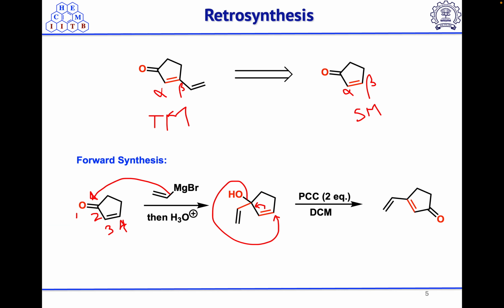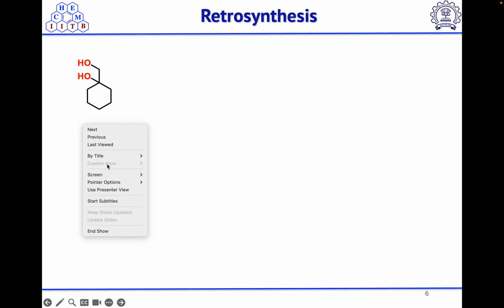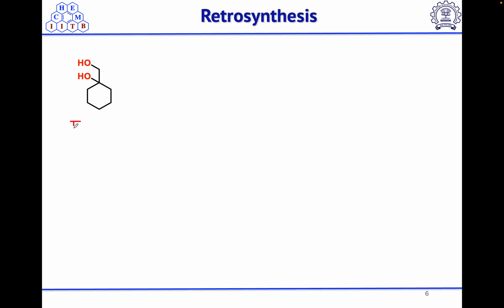So now coming to the next slide. Next slide, we have another molecule for retrosynthetic analysis. This is our target molecule. If you see the target molecule, it has a 1,2 diol. In this 1,2 diol, one is a primary alcohol and the other is a tertiary alcohol, right?